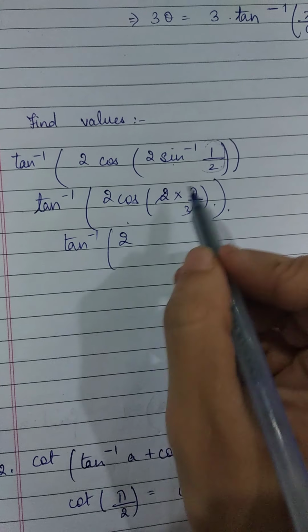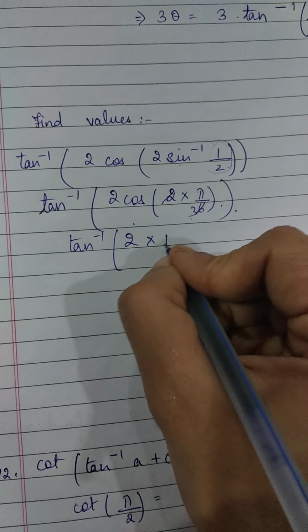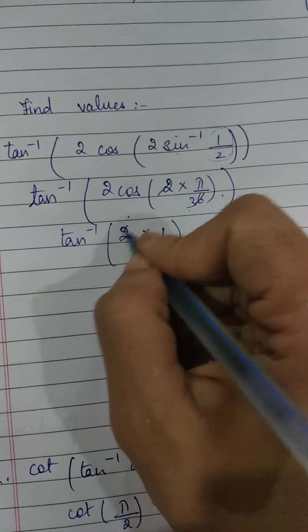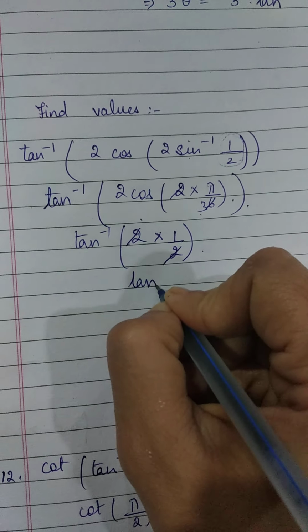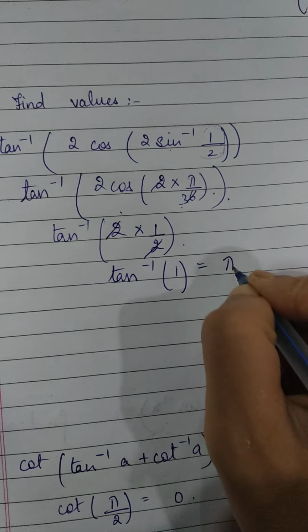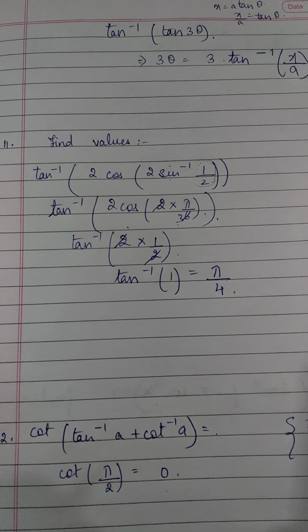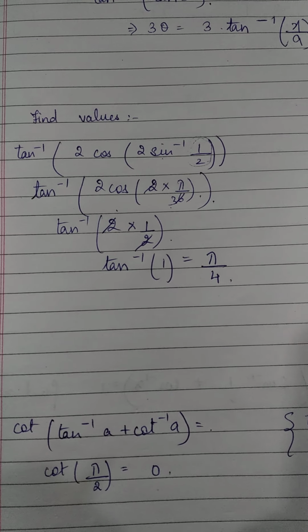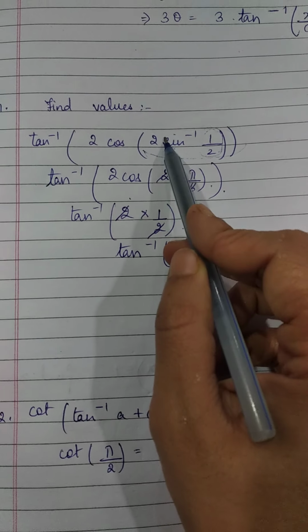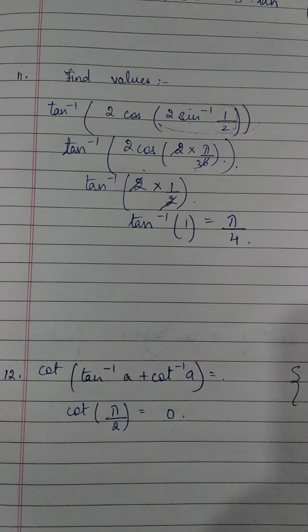Now we have tan inverse, this is 2 cos pi by 3. Cos pi by 3 is 60 degree. What does it give us? Cos 60 degree is again 1 by 2. This 2 and this 2 cancel. What are we left with? Tan inverse 1. And at what angle is tan equal to 1? At pi by 4. So value of this expression is simply pi by 4. Is it clear? So we have to go with the innermost bracket term first and then we have to proceed outside.